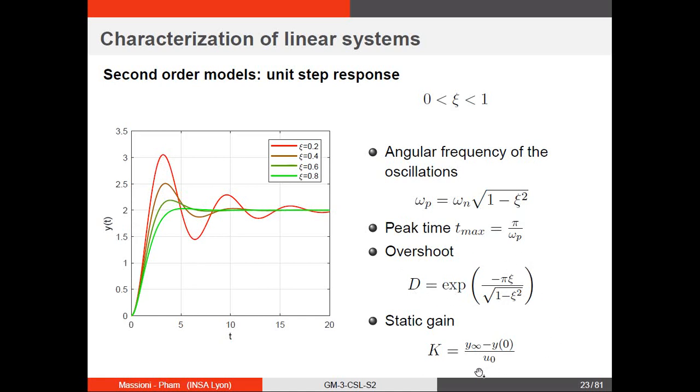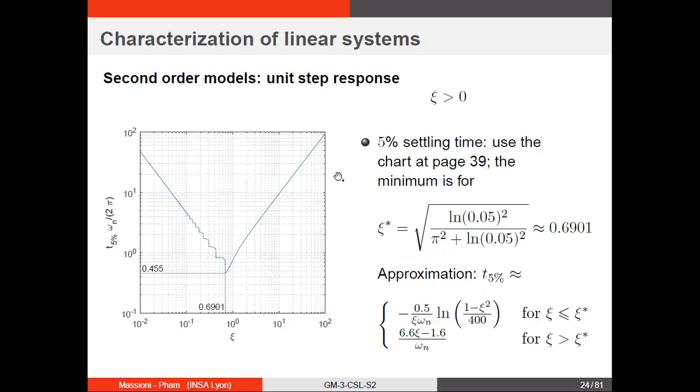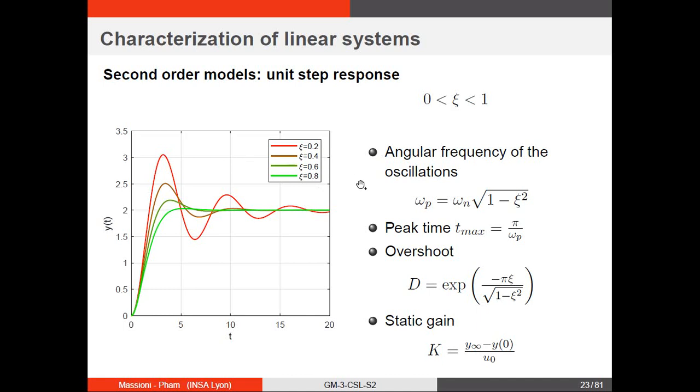And the static gain again is the same, it depends basically on k. So the ratio between y infinity and u, taking this one as 0, is basically k. And notice that the amplitude of the oscillation is greater if psi is small. So when psi tends to 0, what happens? Well, you have a bigger oscillation.